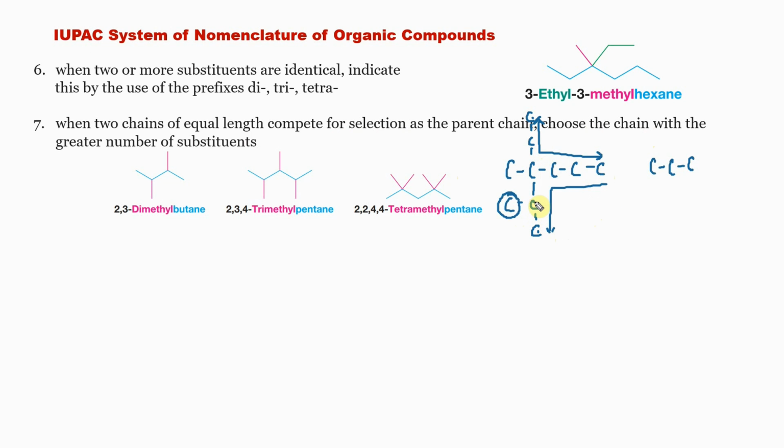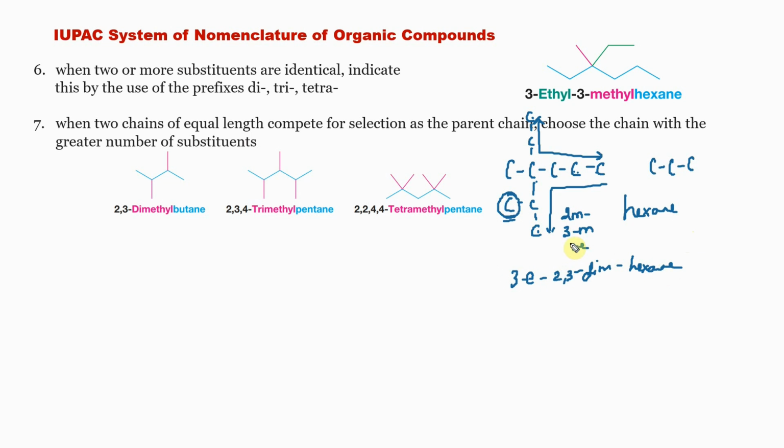So what I have is 1, 2, 3, 4, 5, 6, so hexane. This is my root. Now 1, 2. So there is a methyl on 2, a methyl on 3, and an ethyl on 3. I'm writing it in short form. What will be the name of this compound? Ethyl before methyl. So 3 ethyl, 2,3 dimethyl hexane.